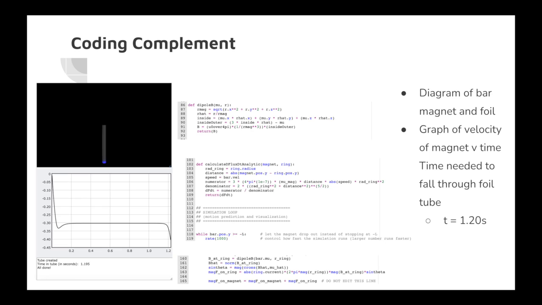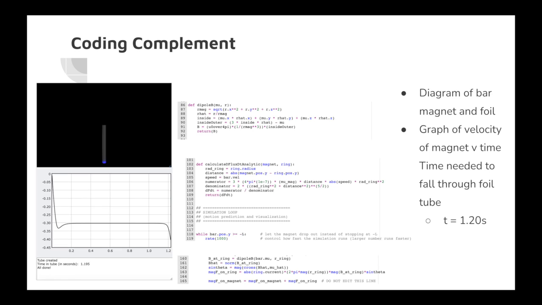Okay, so now on to the coding complement for this lab. Our code did 3 main things for us. First, it created a diagram of the bar magnet and the foil. It also displayed a graph of the velocity of the magnet versus the time. And finally, it produced the time needed to fall through the foil tube, which is shown by the computing model, which is around 1.20 seconds, which is only about 0.01 seconds faster than our measured results, so it's pretty close.